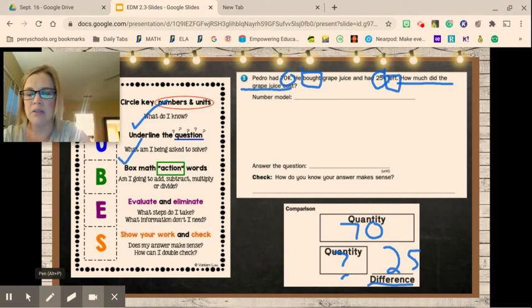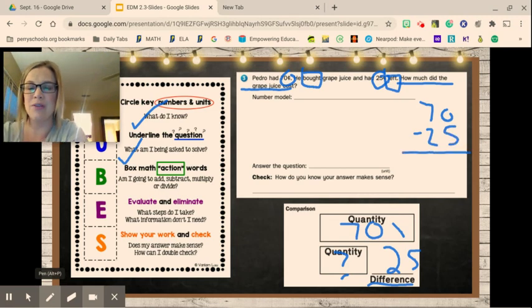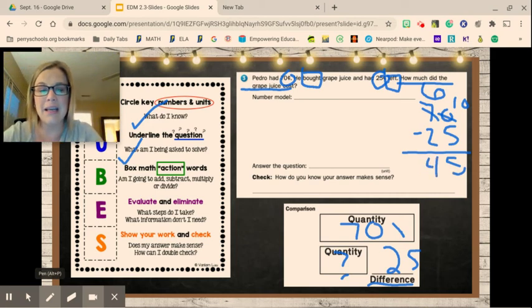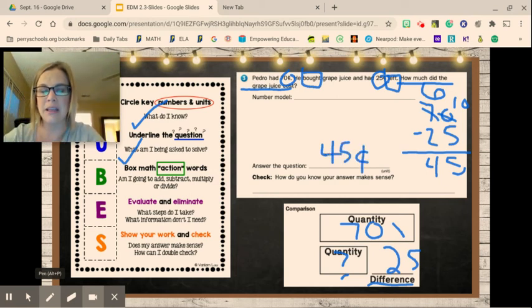So I'm going to subtract these two numbers. So I'm going to subtract 70 minus 25. I can't do 0 minus 5, so I'm going to go to the 7 and take one of those 10s, it leaves me with 6. Add the 10 here. 10 minus 5 is 5. 6 minus 2 is 4. He paid 45 cents for the grape juice. Now I need to make sure that when I write 45, it's not dollars, it was cents. So put the cent sign at the end.